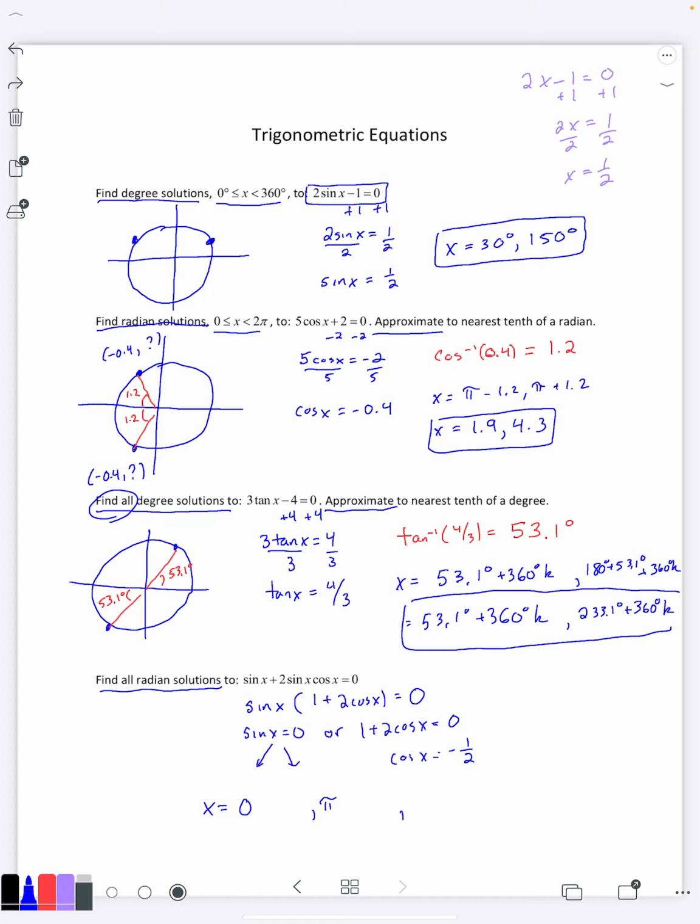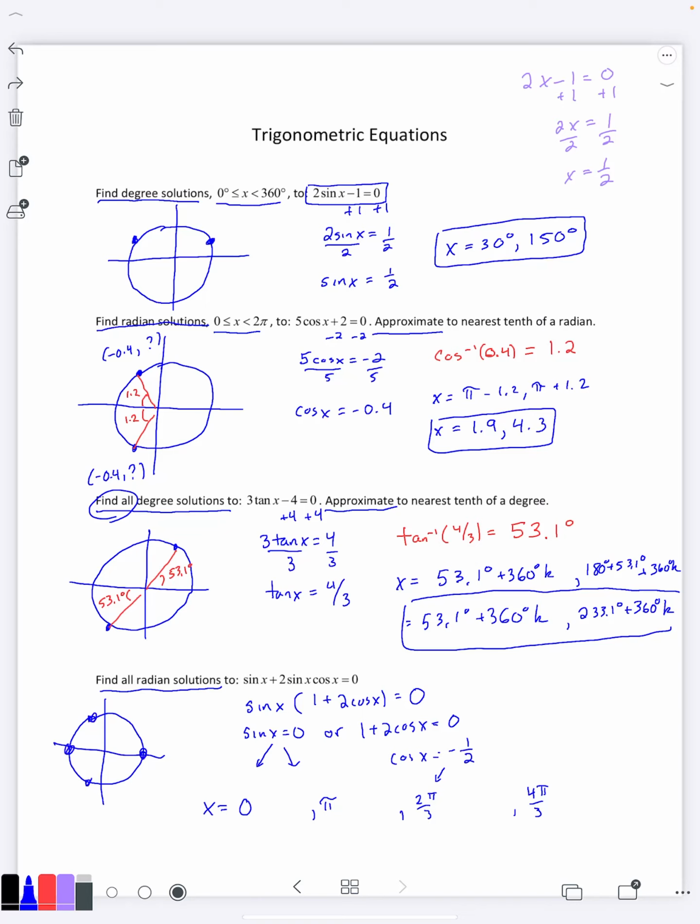And then the two places that cosine gives me a negative 1/2, that would be 2 pi over 3 and 4 pi over 3. So drawing the unit circle just for reference here. Sine is 0 at these 2 points. Cosine's negative 1/2 at these 2 points.